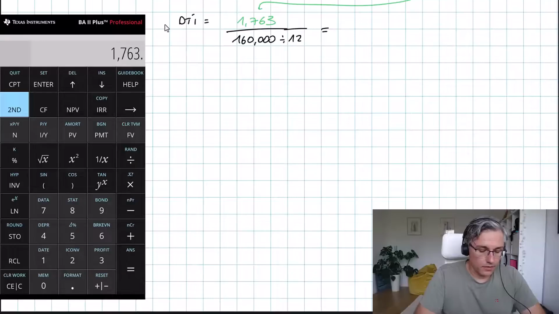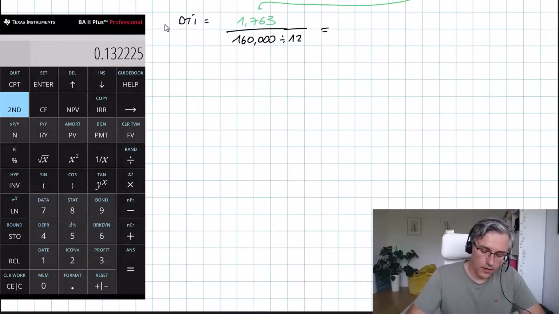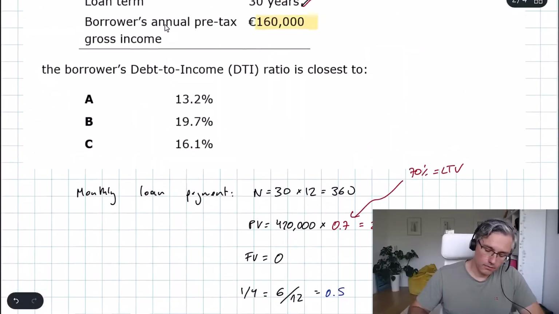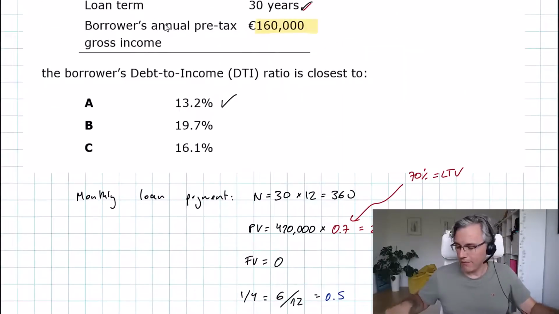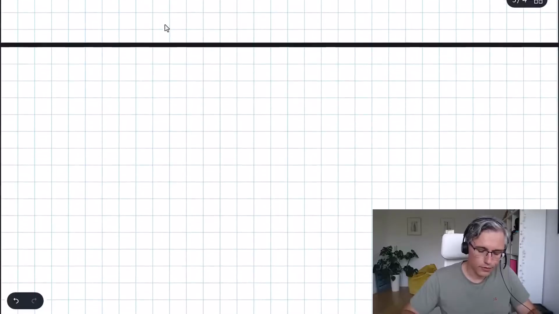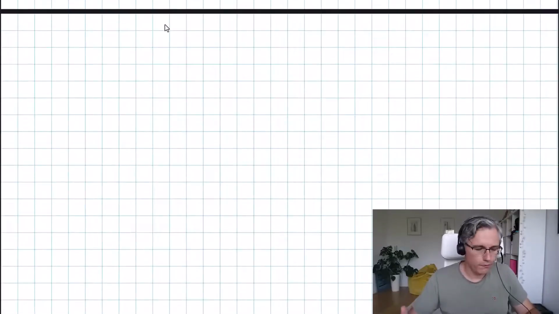1763 divided by, I'll open a bracket, 160,000 scaled by 12, close bracket, equals, okay, more or less 13.2%. Let's check if there is an answer that complies with this result. Indeed, it is answer A. So, very easy stuff. If you get this, don't be afraid. Just compute it in a very straightforward way. Nothing sophisticated about it.